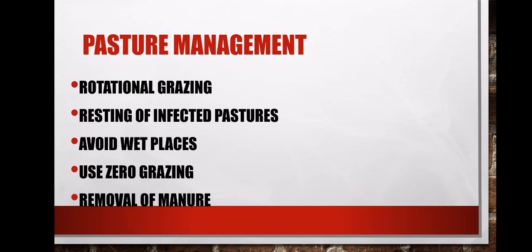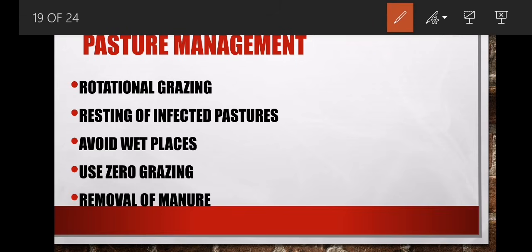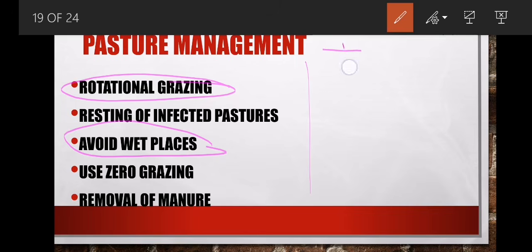Pasture management. Under pasture management, they are simple. There is one that I want you to master. I want you to master this one and also this one. Why do I say take note of bullet number 1 and bullet number 2? Take note of rotational grazing and avoiding wet pastures. Remember that when we talk about tapeworm, we also talked about those two. Even for tapeworm, you must practice rotational grazing. You must also avoid wet places. But then let's look at the others. So it's rotational grazing, it's avoiding wet places.